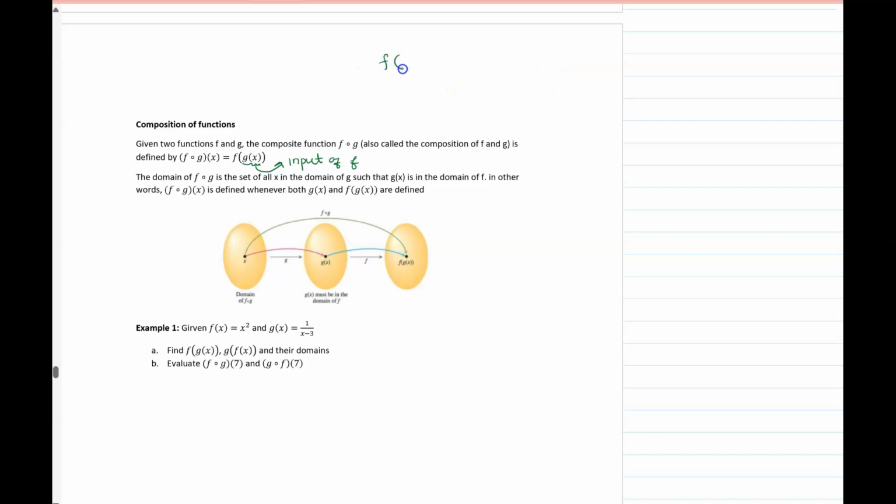Remember when we started the function f of x in the definition earlier, x is the input, f is the output. So what changed here is f composed g of x is now f of g of x, where g of x is the input and f is the output. So instead of having a variable as the input, we have a whole function as the input.